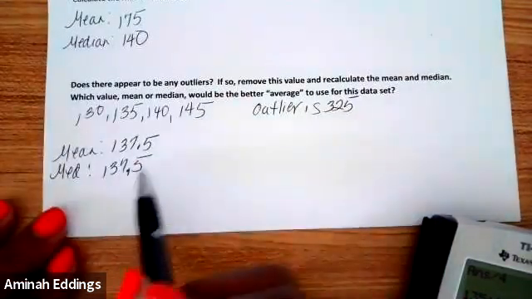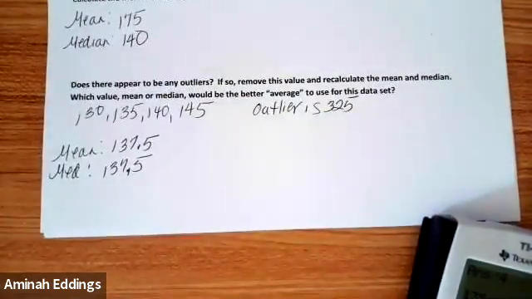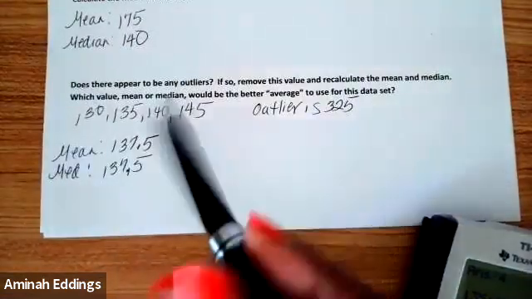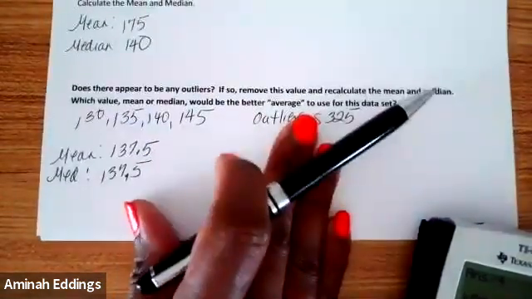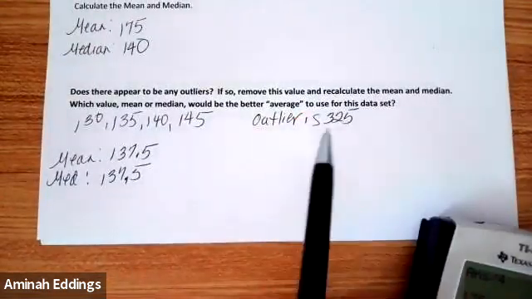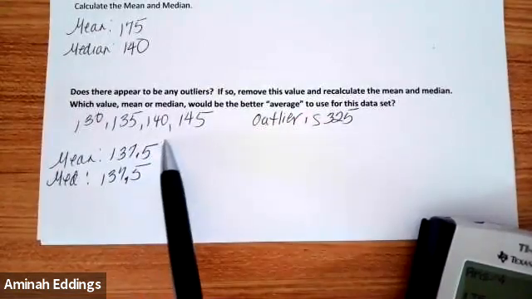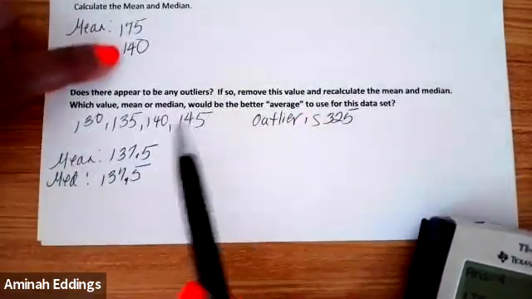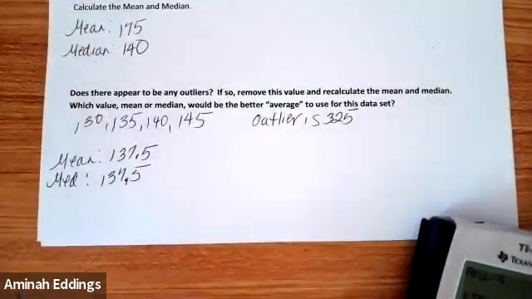The median was not affected by the outlier, okay? And what I mean by that is up here, we had a mean of 175, right? With the outlier. When we took the outlier out, that mean reduced drastically, okay? But our median is pretty much the same, pretty close, okay? And so that's why the median would be a better average to use. Okay, questions there?